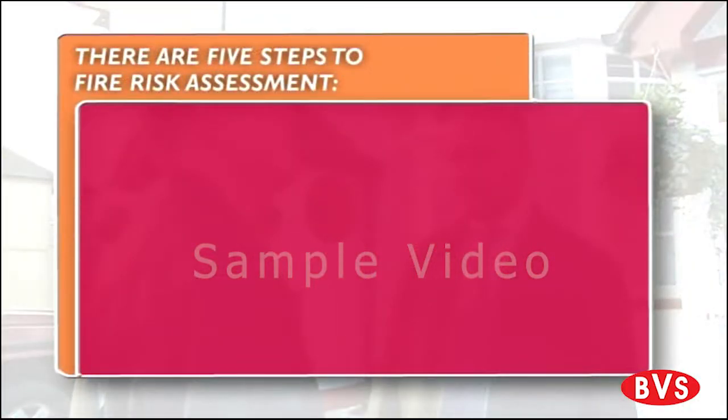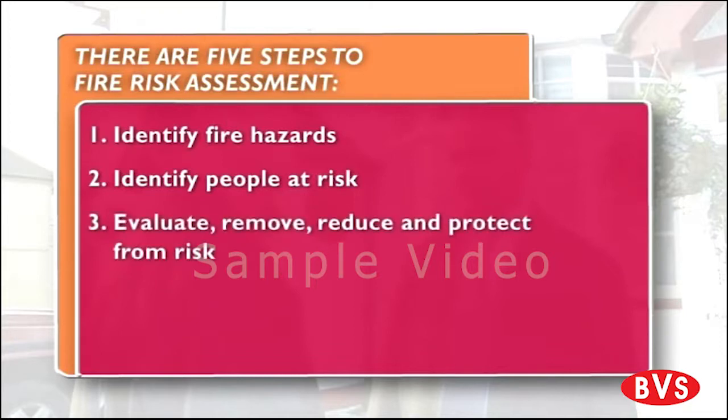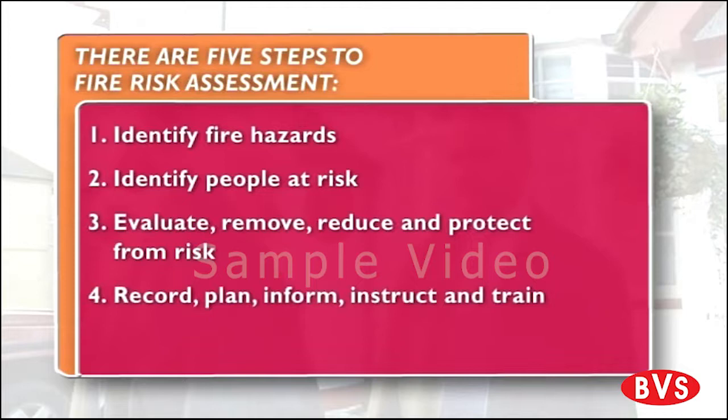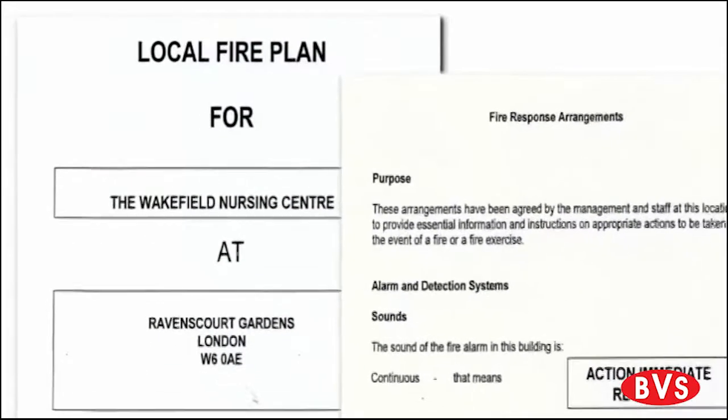Right. Yes. There are 5 steps you need to do a fire risk assessment. 1. Identify fire hazards. 2. Identify people at risk. 3. Evaluate, remove, reduce and protect from risk. 4. Record, plan, inform, instruct and train. 5. Review. The fire risk assessment should be the basis for all the fire precautions in your care home.